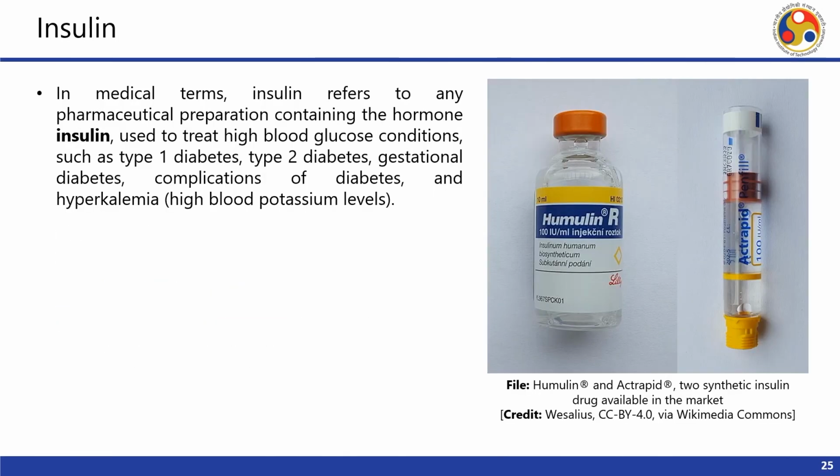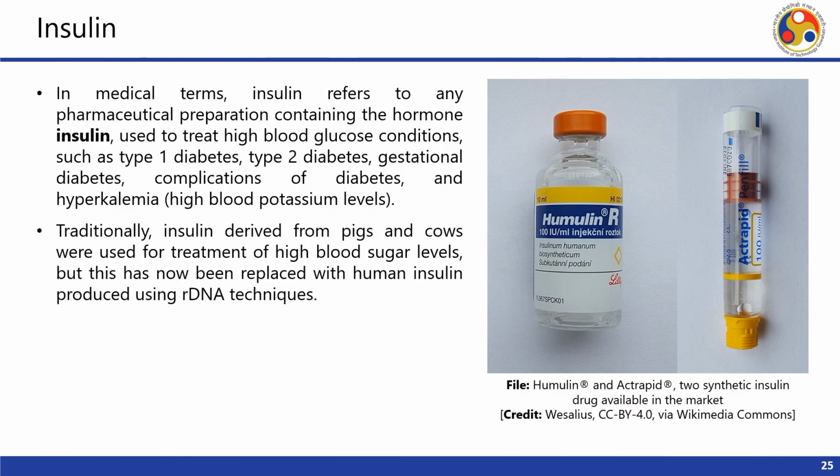In medical terms, insulin refers to any pharmaceutical preparation containing the hormone insulin, which is used to treat high blood glucose conditions such as type 1 diabetes, type 2 diabetes, gestational diabetes, complications of diabetes, and hyperkalemia, which is high blood potassium levels. So, this is Humulin R and this is Actrapid. These are two synthetic insulin drugs which are available in the market.